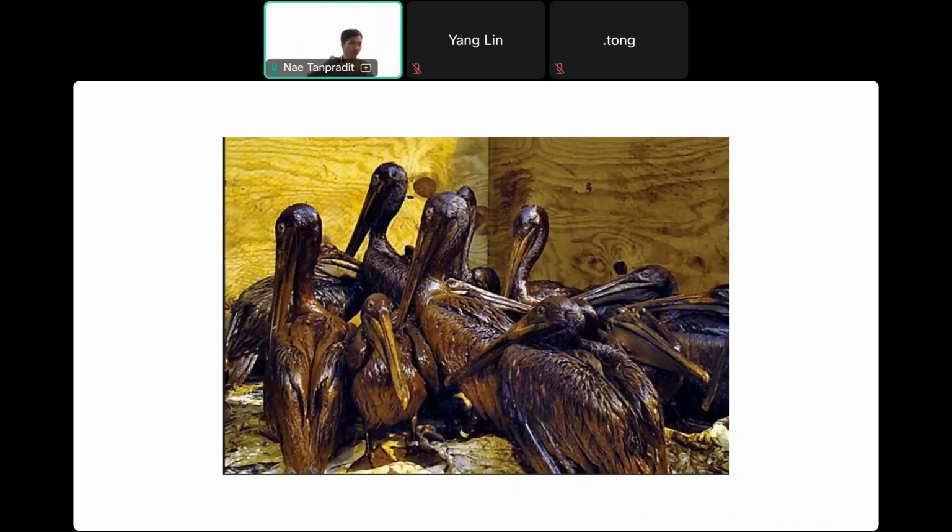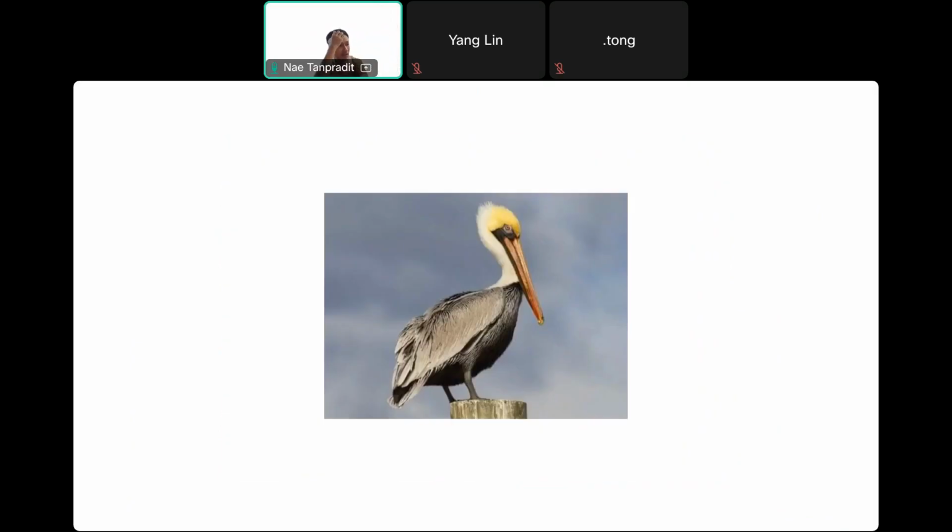Even birds, they have wings, but the water birds, the marine birds like the pelicans, are also affected by this oil spill when they go into the water, and the oil covers their feathers.